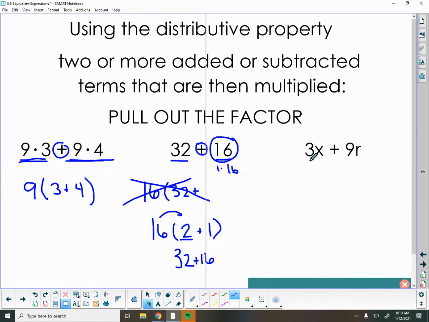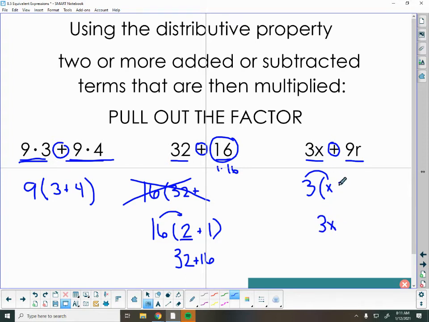Okay, now we have 3 x's plus 9 r's. So here's our adding sign. So we have the term 3x and 9 r's. So we're looking here, what do these have in common? So the x and the r are not in common, so they're going to stay there. So what do 3 and 9 have in common? So these both have a factor of 3. So we want to pull out the 3. So what's left here is x.